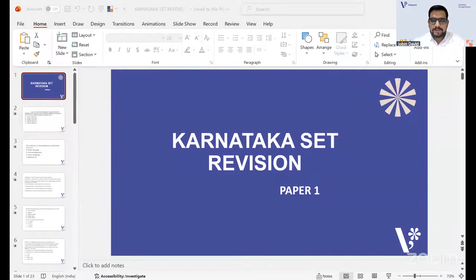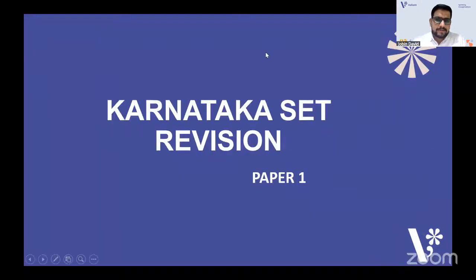Paper 2 revision has been continuing this week and the last week, for the last 2 weeks. We are continuing with the Karnataka SET revision for Paper 2 as well as Paper 1. This will be useful for NET aspirants also, because the syllabus is the same for all the state eligibility tests and for the NET. The same syllabus applies to the Karnataka SET also.